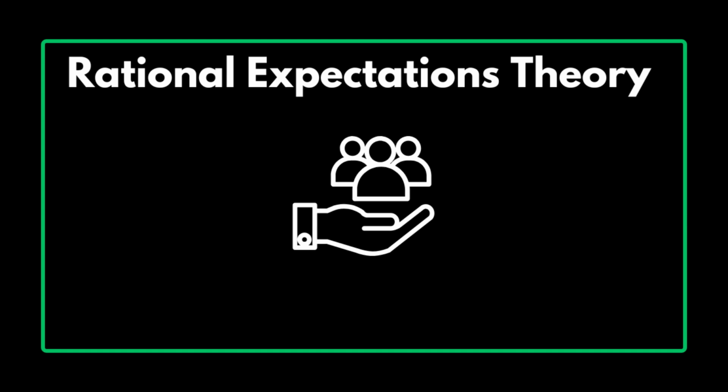Another way rational expectations theory applies is in government spending and taxation. Traditional Keynesian economics suggests that when the government spends more money, it can boost economic growth by increasing demand. However, rational expectations theory argues that if people believe that increased government spending today will lead to higher taxes in the future, they may choose to save more money instead of spending it. This can reduce the effectiveness of government stimulus programs.